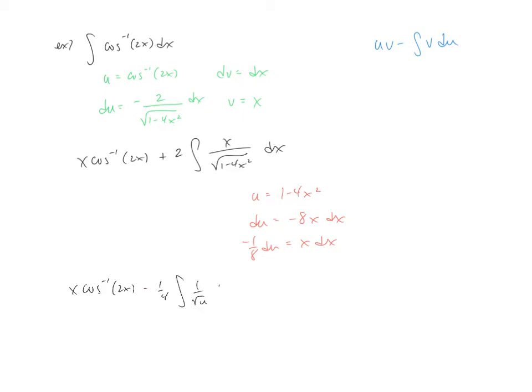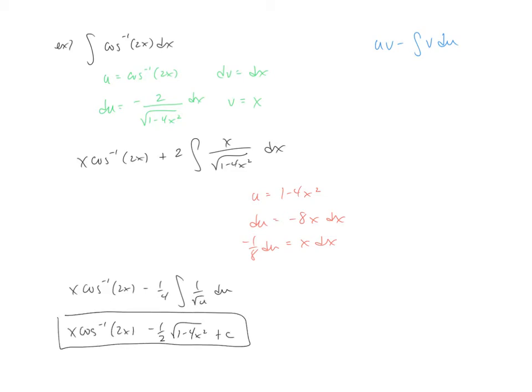Integral 1 over square root of u du, and now we're at a point where we can simply add 1 and divide and then substitute this guy back in. So our final answer looks to be x times the inverse cosine of 2x minus 1/2 square root of 1 minus 4x squared plus c. And again, going from here to here was just a matter of adding 1 and dividing and then substituting our u back in there. Okay, so again, those inverse trig functions, guys, when you see them and there's not a perfect substitution, it's going to have to be done by parts, as we talked about.